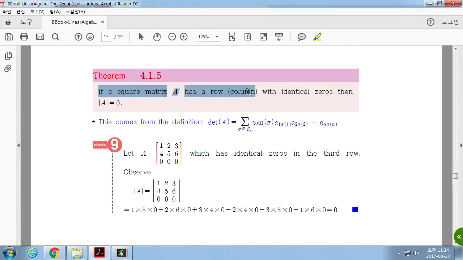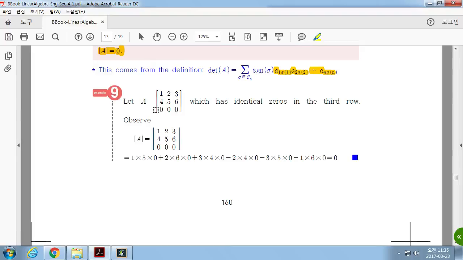A square matrix A has a row or a column with identical zeros. Then what? The determinant should be 0. Why? From the definition, you choose one entry from each row and column without repetition, without overlapping. So if you have a 0 row, one of these terms should always be 0. So the product of those should be 0. So you have n factorial terms of zeros with different signs. So addition or subtraction of all zeros should be 0. So the determinant should be 0.